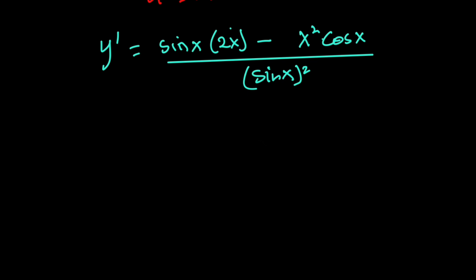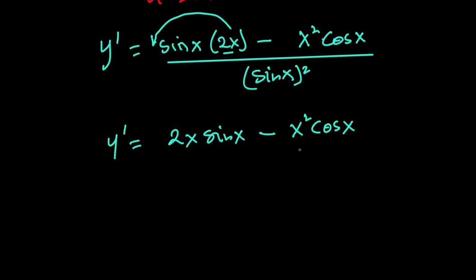So what I'm going to do is rewrite this one in the front, because it's as if this is serving as an angle. However, it's not an angle. So this will be y prime is equal to 2x sine x minus x squared cos x, all divided by sine squared x. I've told you that trig ratios do not accept power this way. This is how it's gonna be.